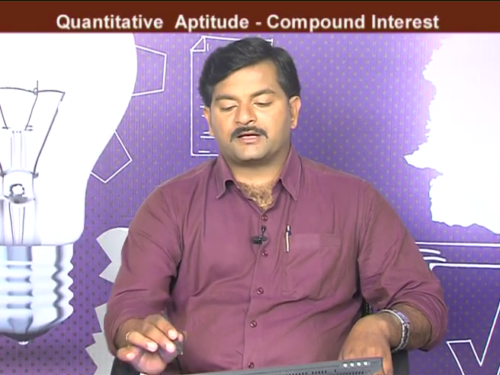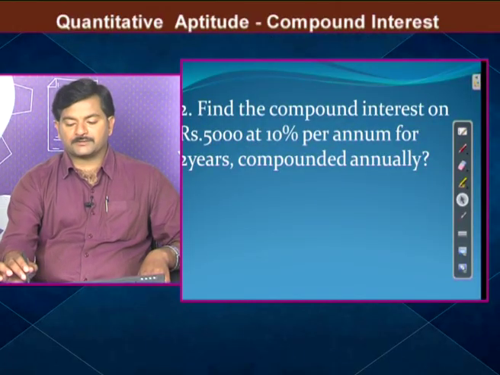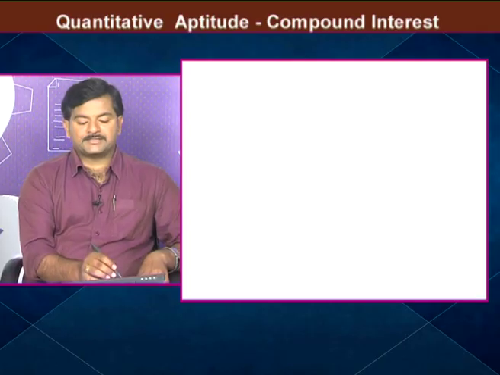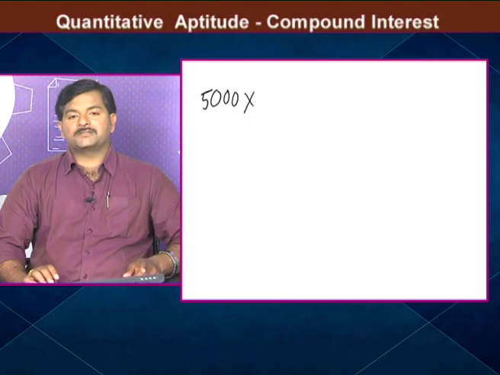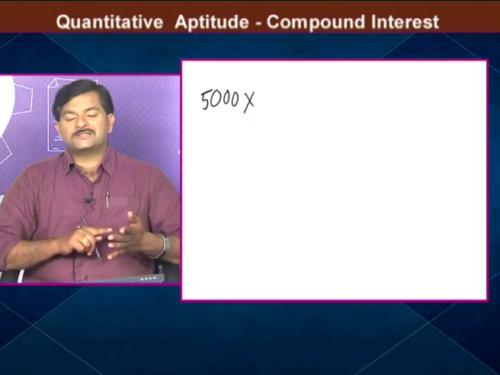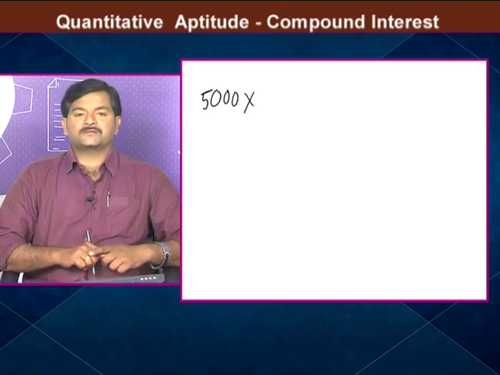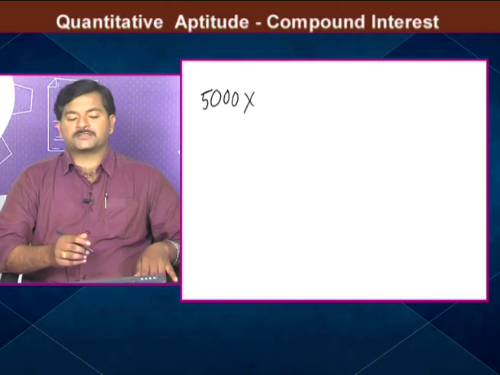Okay, and we will take the values he has given. So the P value is 5,000. Rate of interest, how much has he given? 10%. And he asked to find it for how many years? 2 years. Since 10% is the rate of interest, for every 100 rupees, 10 rupees interest. What could be my amount? 100 plus 10, 110 percent.